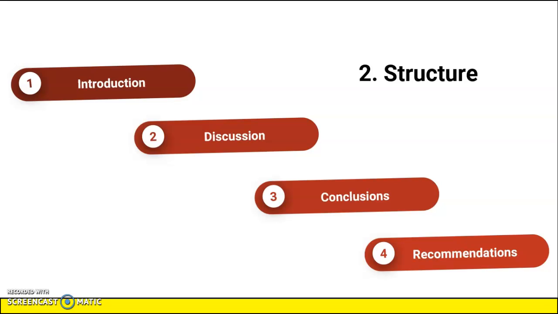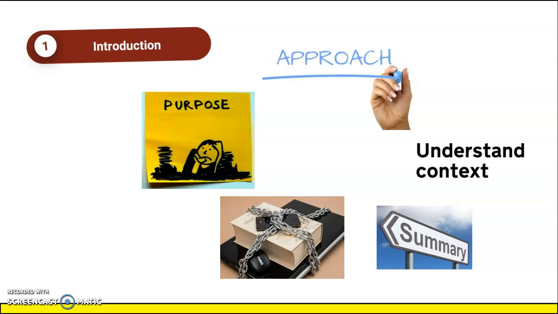In terms of the structure, business reports generally contain the following sections: an introduction, a discussion, conclusions, and recommendations. Let's talk about the introduction. The purpose of this section is to state the aim or the objective of the report, which may include who has commissioned it, if relevant.